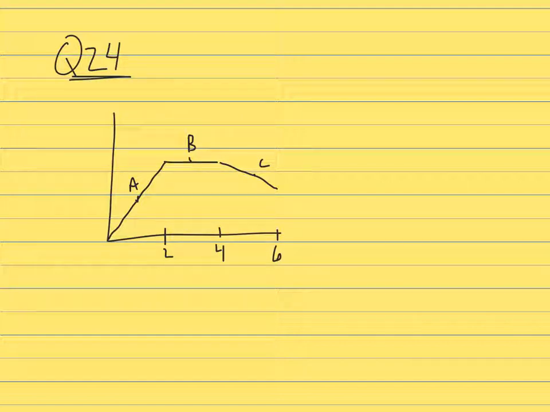Question 24 says a car moves along a straight line section of road so that its velocity varies with time as shown in the graph. I've got a picture of the graph right there. A: Does the car ever go backwards? This is a velocity versus time graph. If the car was going backwards, we would have to have a negative velocity. If this on the graph is our 0 point, then at no point is the graph below 0, so the answer is no. The velocity is always positive.